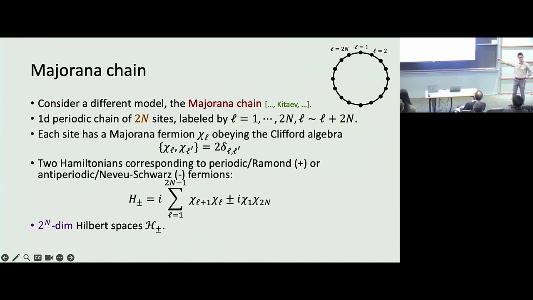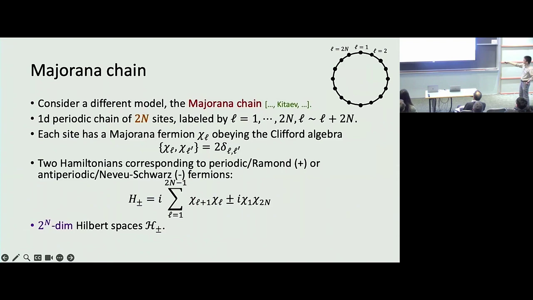So now I have 2N sites, and I label the sites by this L. And so you can see that there are more dots on this circle on this side. On every site, I have a real single-valued Grassmann variable, which I denote by chi sub L. And they obey the Clifford algebra. Okay? And the Hamiltonians I'm going to consider, I'm going to consider two such Hamiltonians, H plus and H minus. And each one of them is just a nearest neighbor interaction between the Majorana fermions. And for H minus, I flip the sign at one link.